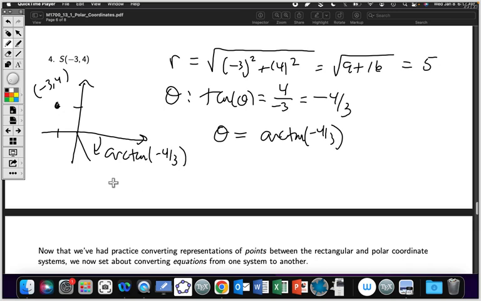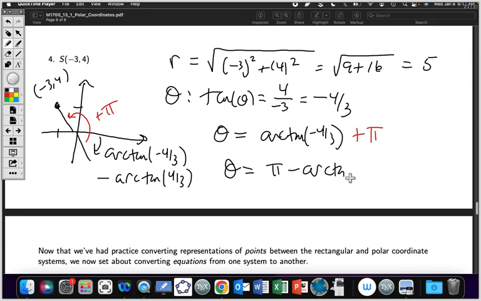Now, arctangent's odd, so I can pass that out front. In order to get it between 0 and 2 pi, then I would just add pi to it. And that would get me an angle between 0 and pi over 2. So I could write it this way, or pi minus arctangent of 4/3. Okay? Because that's another way to think about it.